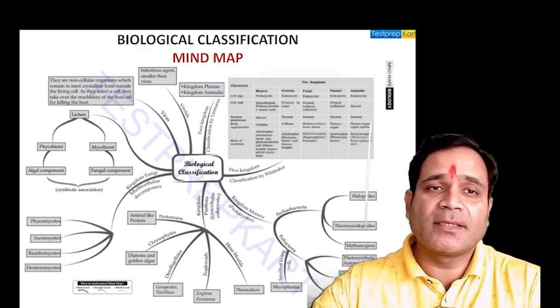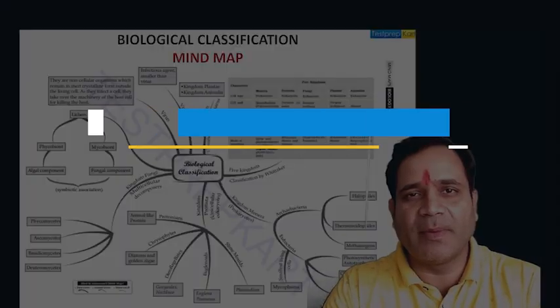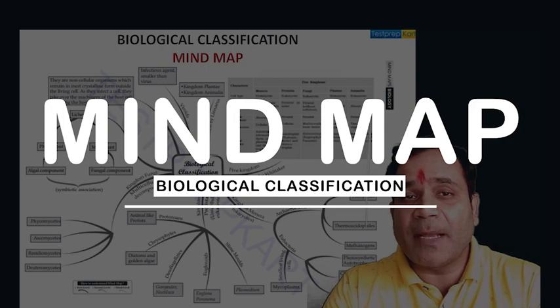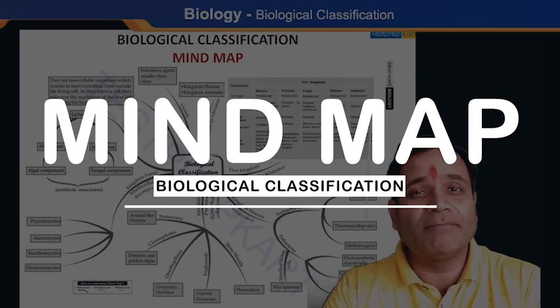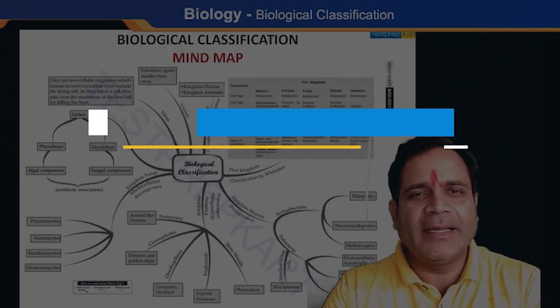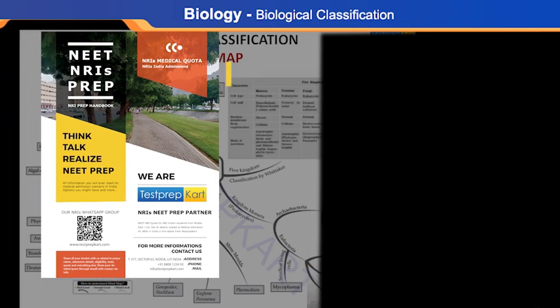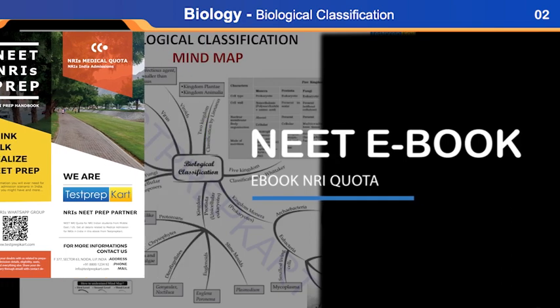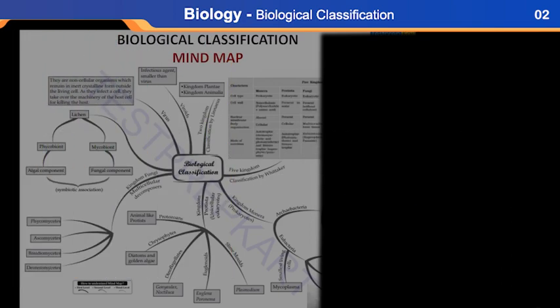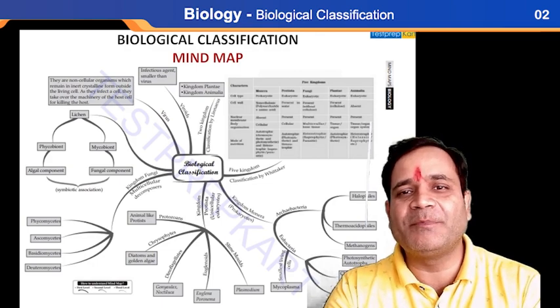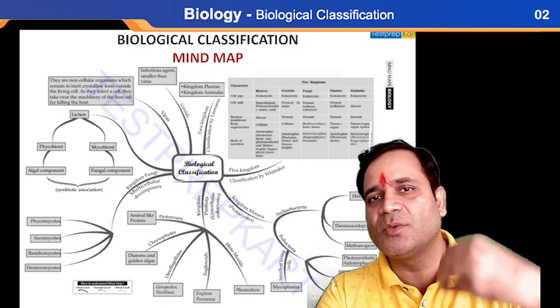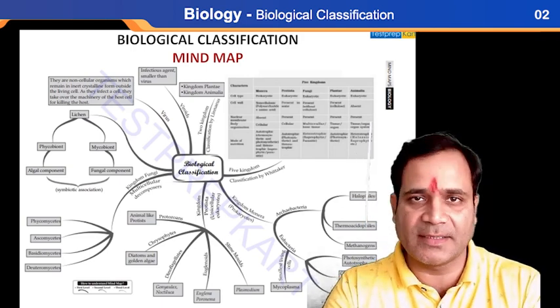Here in this topic, we have the biological classification mind map, my dear. In this mind map, what we should know is what is to be studied in this chapter, and how we have to study it. This mind map focuses only on that, but the things in detail you can go through in my regular classes, my dear.